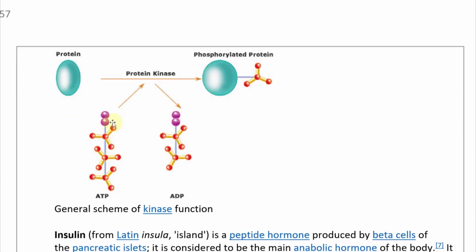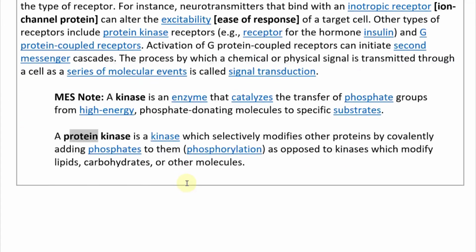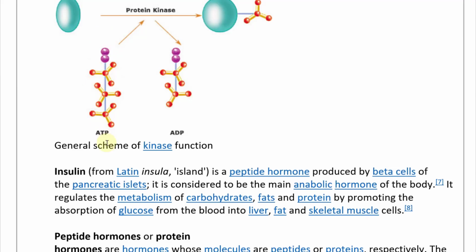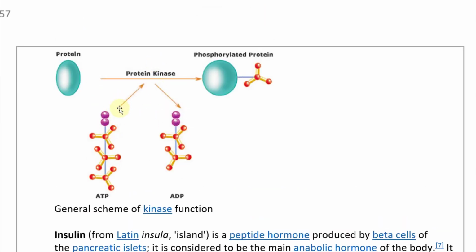And here's the illustration, a general scheme of kinase function. For example, here's a protein, and we'll have a protein kinase, and then there's a phosphate group right here. So here are phosphate groups. This is ATP, adenosine triphosphate, and there's adenosine diphosphate. There's two phosphates, this is three phosphates, two phosphates. So in this case, it will take the ADP right here, and it will take one phosphate.